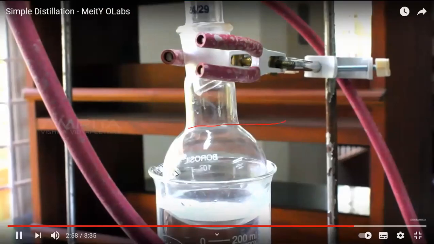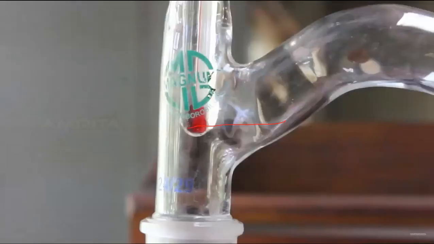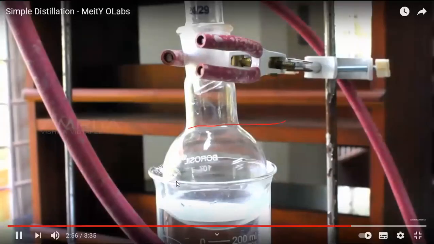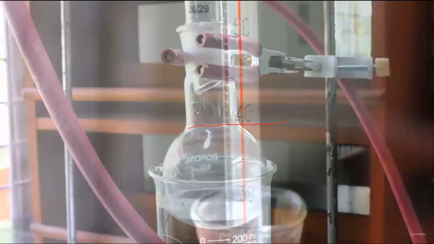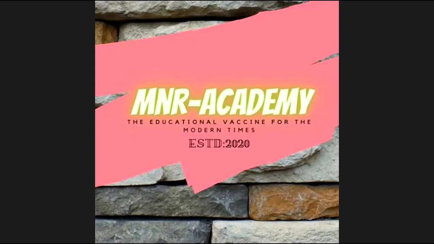In the distillation process, acetone vaporizes, and the vapors pass through the condenser and condensation occurs. The acetone is collected in the receiver flask in liquid form and water is left behind in the distillation flask. Understand? Water remains in the distillation flask. What is the water boiling point? 100 degrees Celsius.